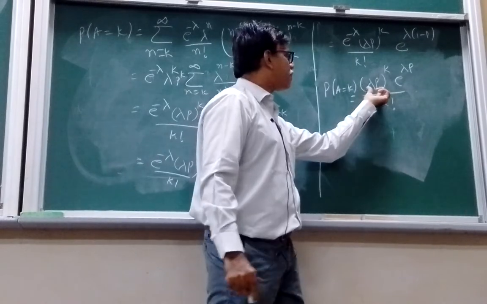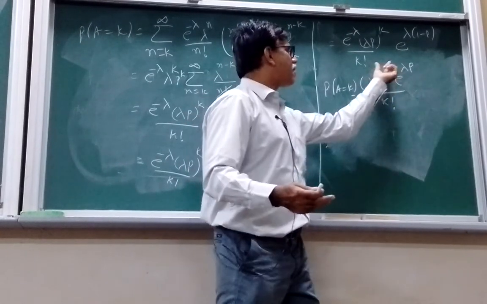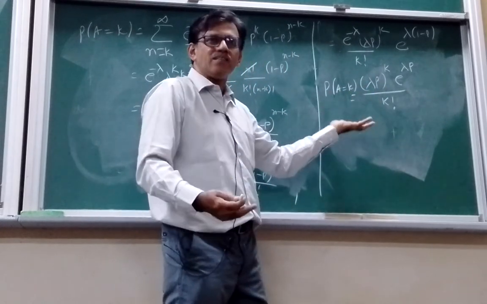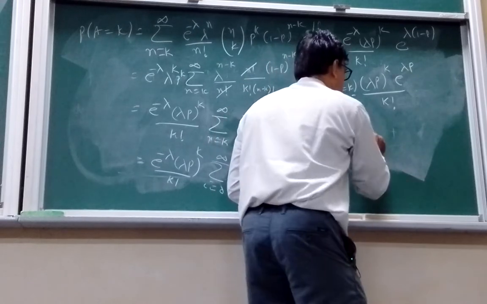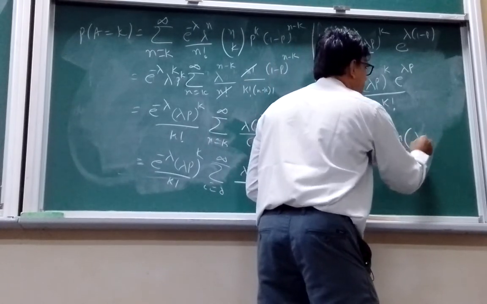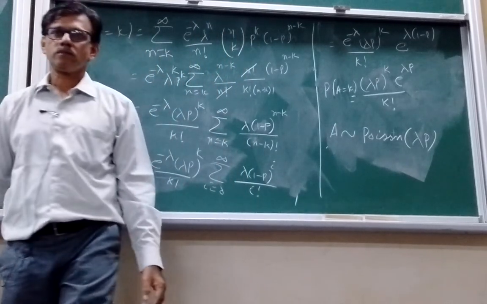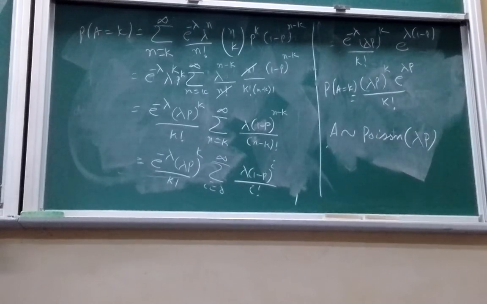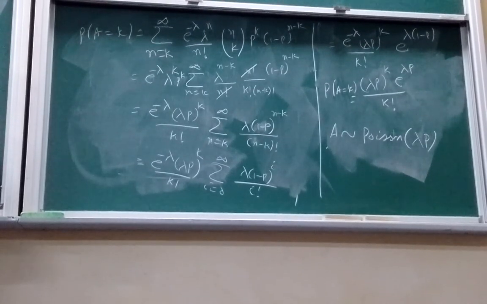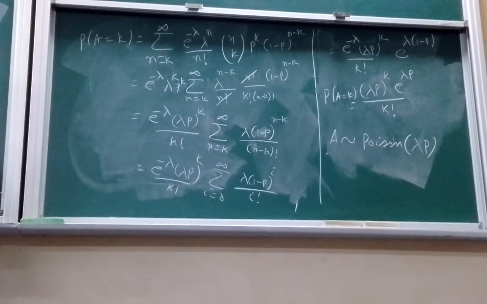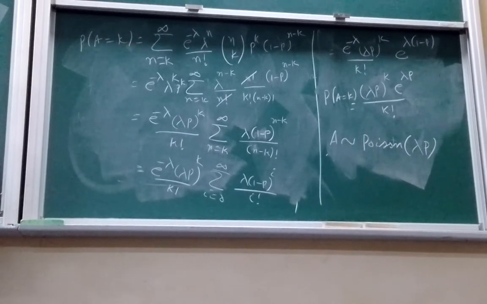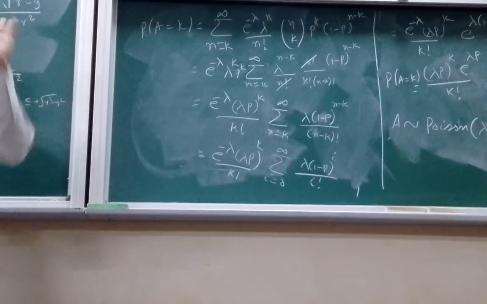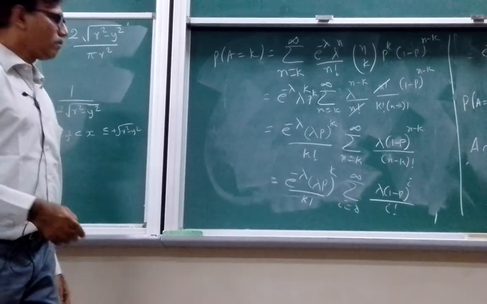Where the parameter is lambda p. If it is alpha, alpha power k, e power of minus alpha by k factorial. So A is Poisson with parameter lambda p. So what happens? You have a Poisson, you split it into two, p and 1 minus p. What you split into p will be still Poisson, the parameter will be lambda times p. The other thing will be lambda into 1 minus p. So the Poisson nature is preserved and it is easy to compute the parameter also. Okay, we'll stop at this.